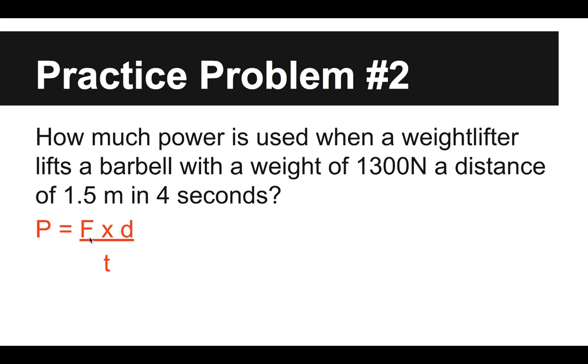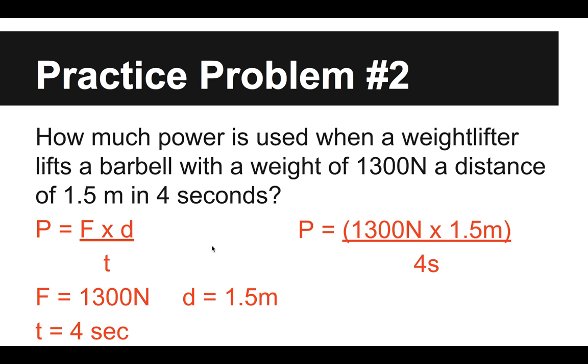Power is equal to force times distance divided by the time. So I need to define each of those. Force is equal to 1,300 newtons. My distance is 1.5 meters, and it's taking 4 seconds. So 1,300 times 1.5. We want to make sure we're being careful in our calculator. So we're going to multiply the top first, and then push equal and divide by the bottom, the 4. So power for this one is 487.5 watts.